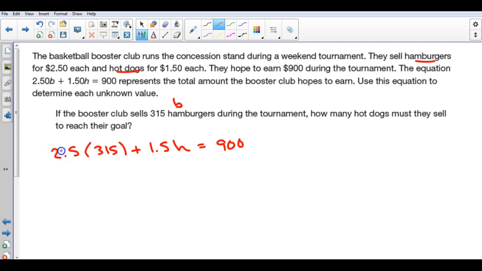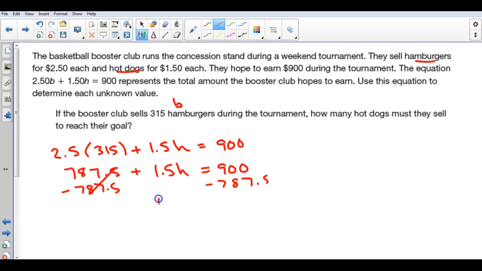So let's think about this. $2.50 for 350 hamburgers means that that business brought in $787.50 just in hamburgers. That is a lot of hamburgers. Okay, so we need to figure out how many hot dogs it takes because they want to reach $900. They already have $787. So how much more money do they need? Let's subtract that.